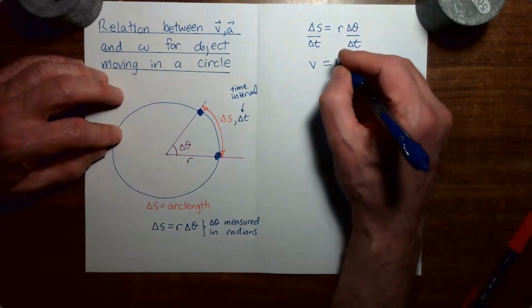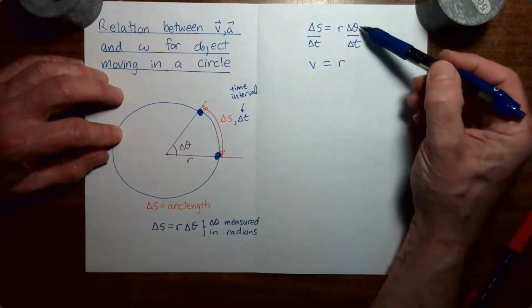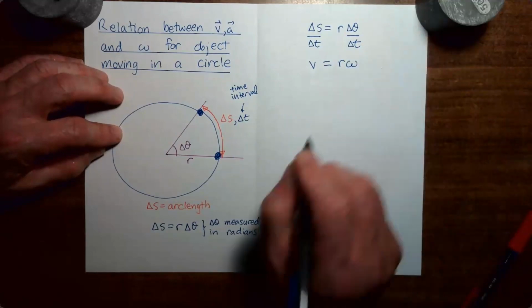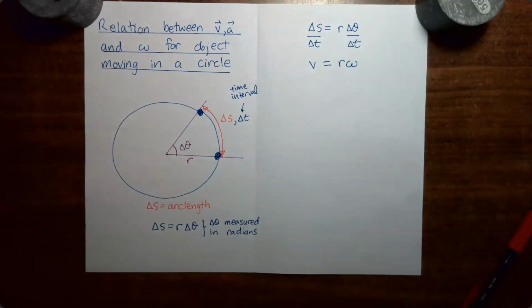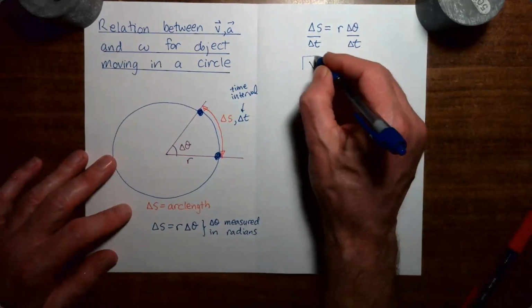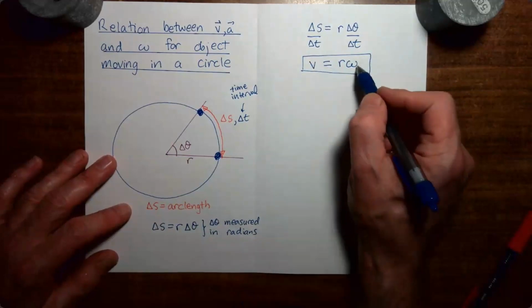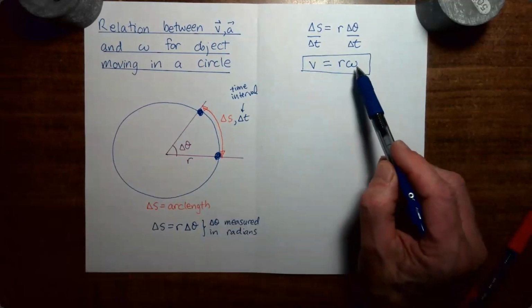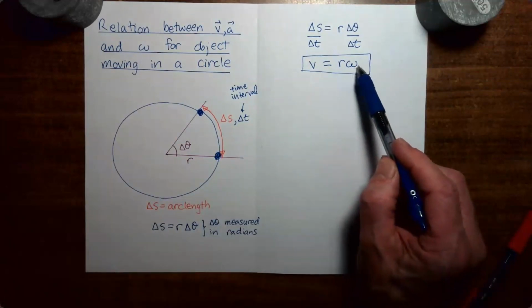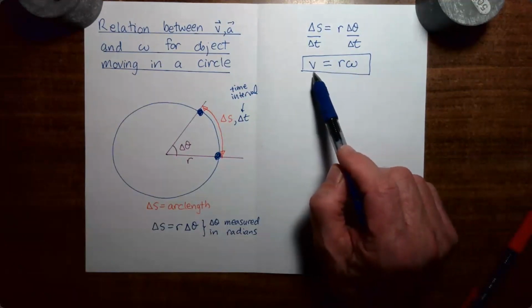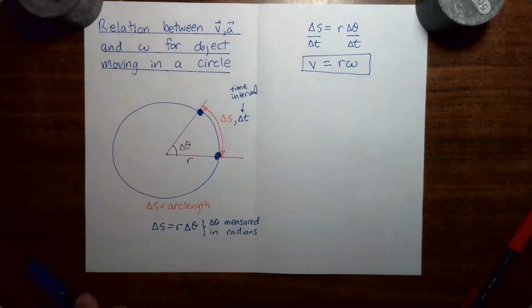Then we have the radius of the circle. And here we have delta theta over delta t. This would be the angular velocity of the object. So for an object moving in a circle, we have that the speed of the object is equal to the radius of the circle times the angular velocity. So this is our first equation, which relates a rotational kinematic quantity, in this case omega, to a linear kinematic quantity, which in this case is the speed of the object.